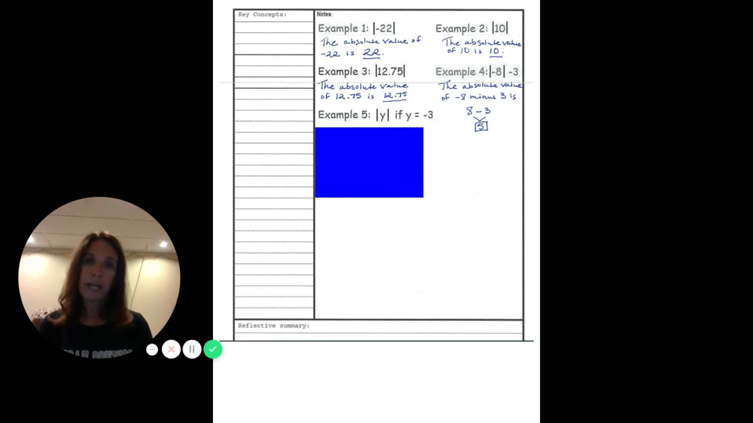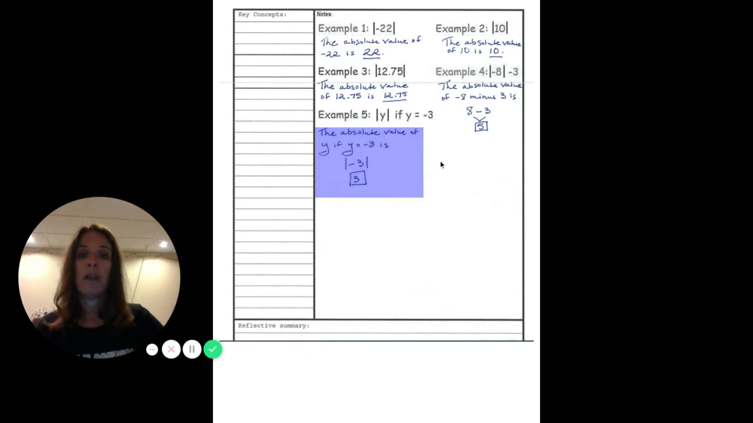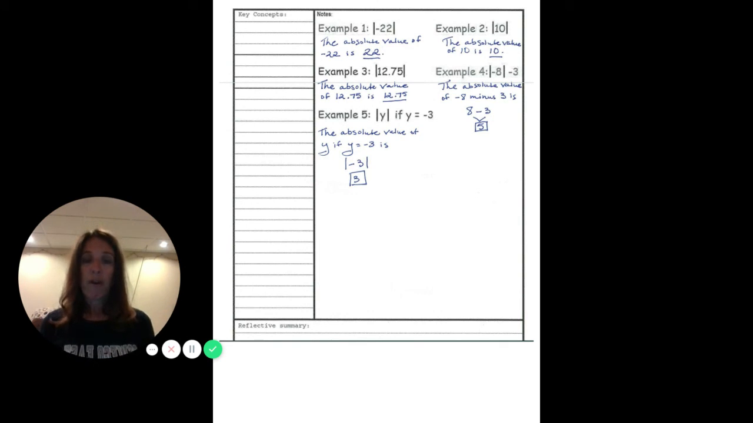And here's an algebraic example. What's the absolute value of y if y is -3? Okay, we know the value of y, so we're going to substitute it into our expression. Put -3 in the absolute value, and then ask yourself, how far from 0 is -3? It's 3. So the absolute value of y, if y is -3, is 3.